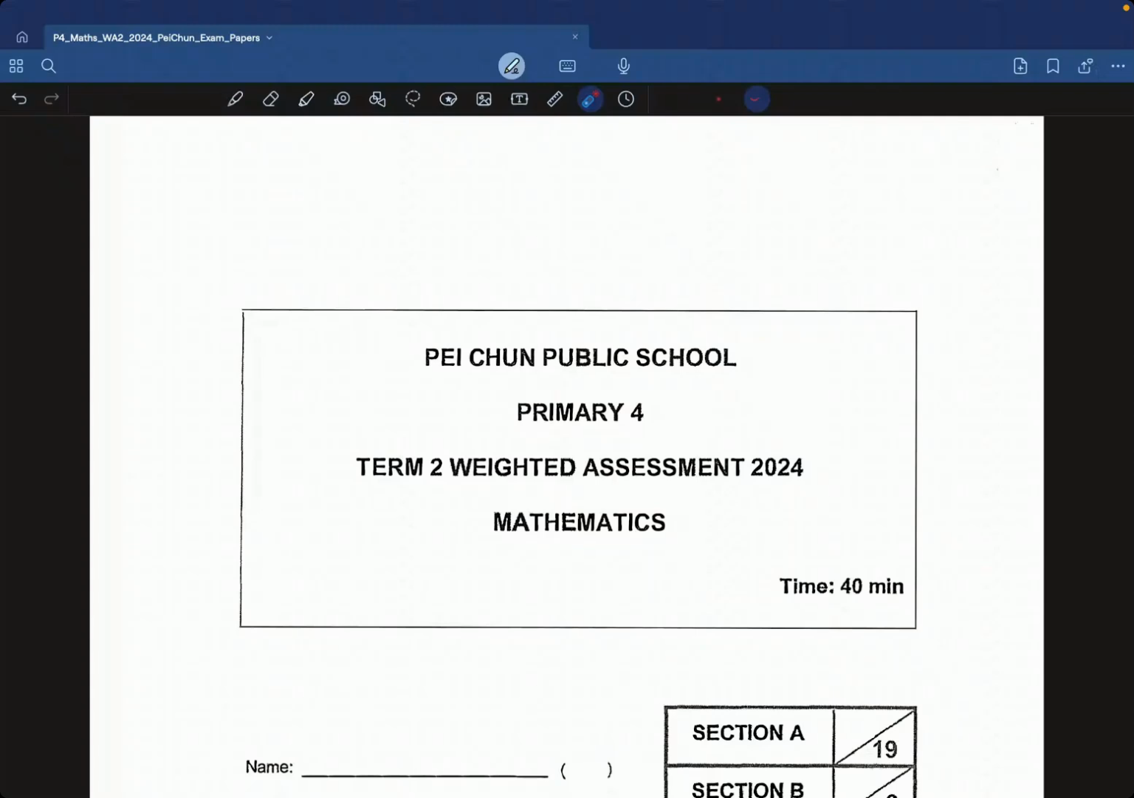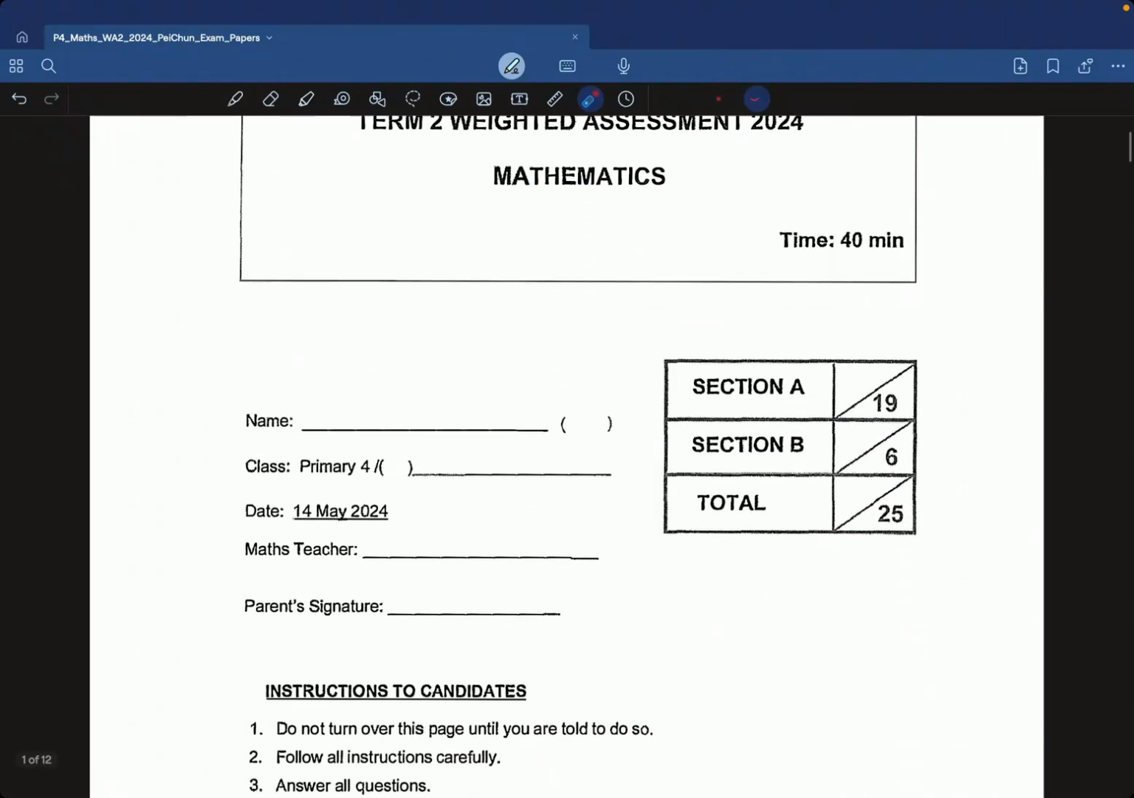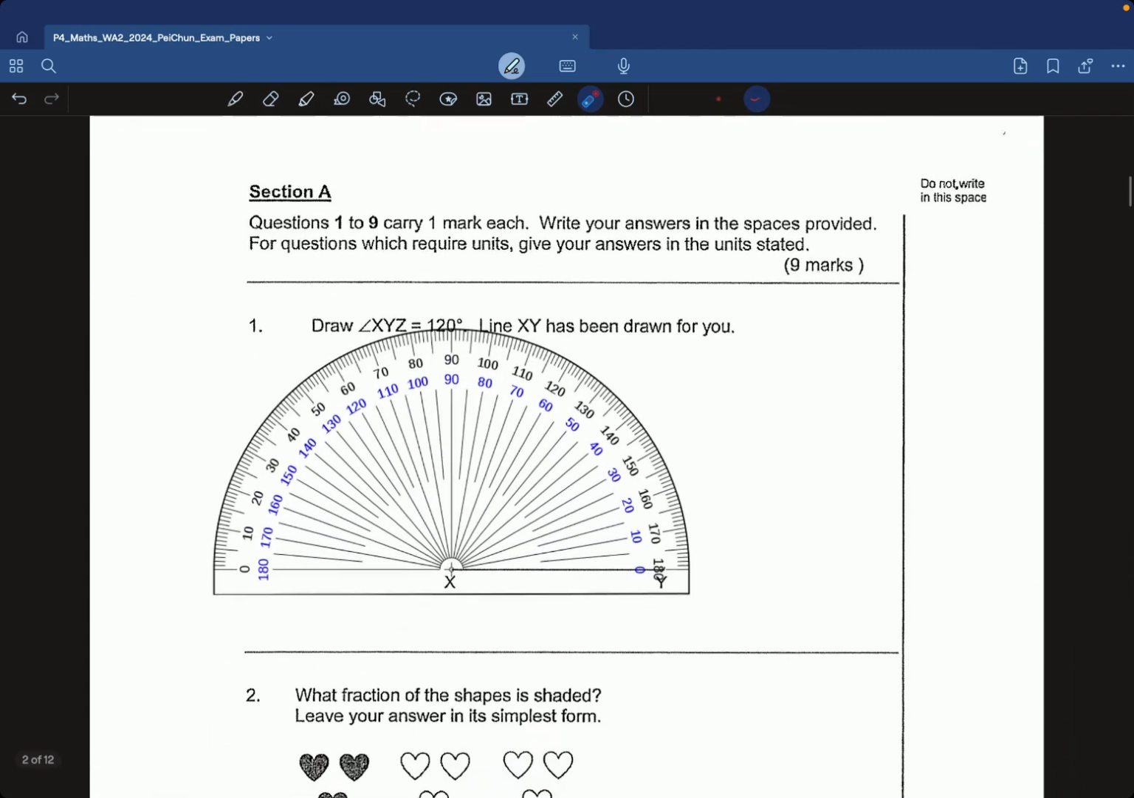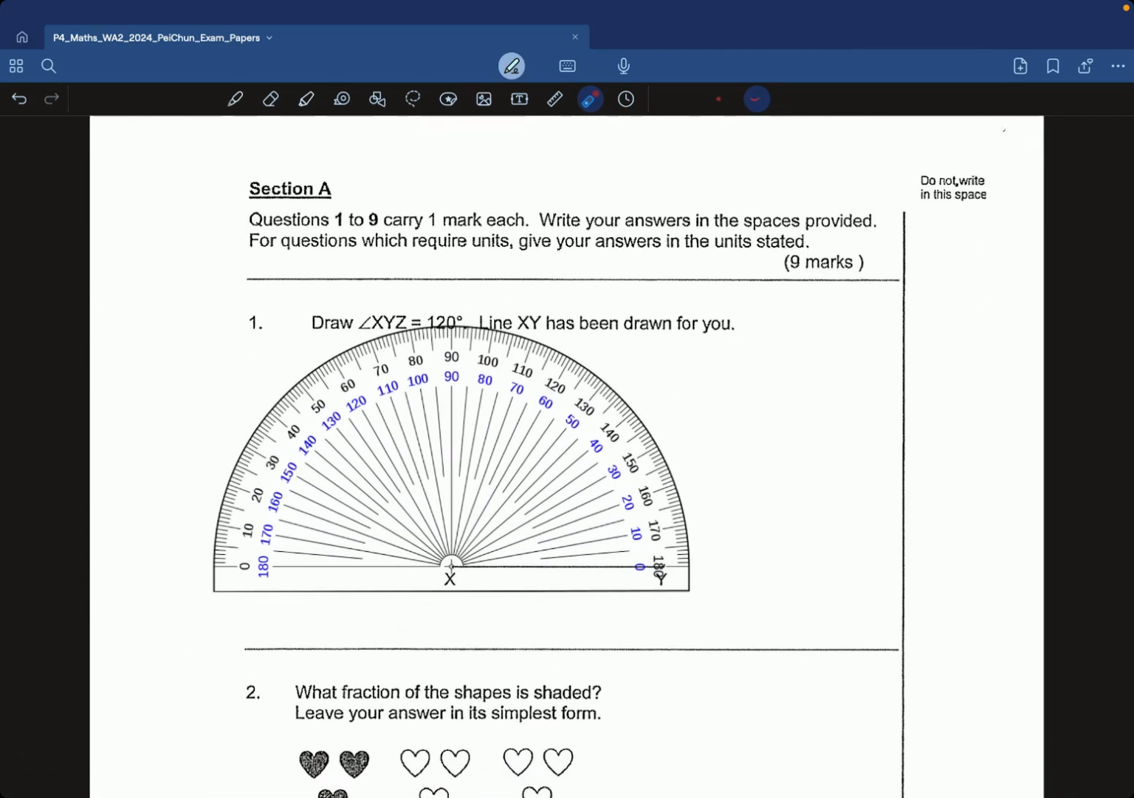Alright, so I'm going to go through the Chun Public School Primary 4 Term 2 Weighted Assessment 2024 for Math. Let's get started on the first question. It says here, draw XYZ to 120 degrees. Line XY has been drawn for you.